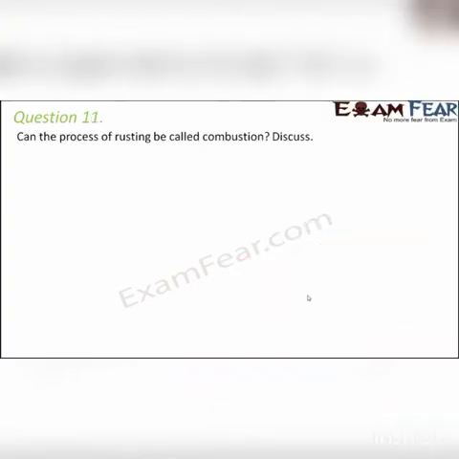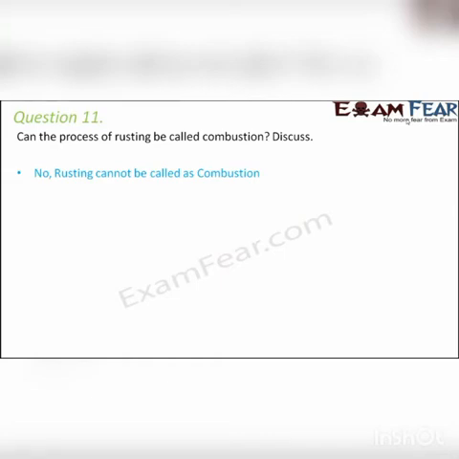Question number 11. Can the process of rusting be called combustion? Discuss. What is rusting? What happens in rusting? Rusting happens in the case of metals like iron or copper. When they are exposed to moist air, they form oxides, and the formation of oxides results in a layer over their surface. For example, in the case of iron, there is a reddish colored layer. In the case of copper, there is a greenish layer. Rusting is also oxidation, where the metal combines with oxygen to form oxides. And during that process, rust is formed.